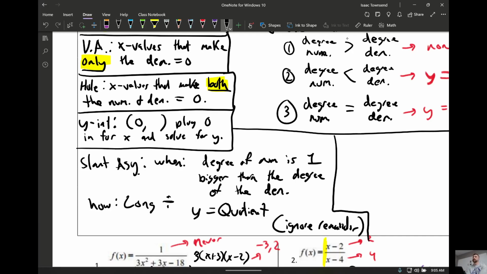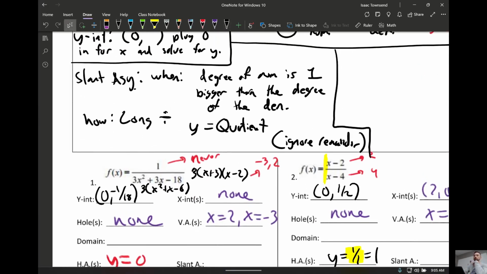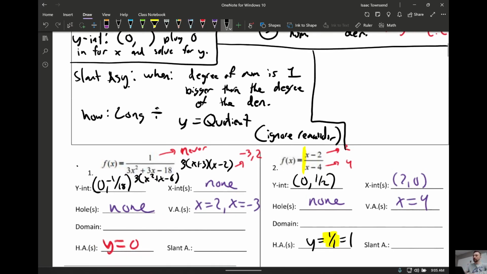So let's look and see if questions 1 and 2 have a slant asymptote. Question 1, the degree of the numerator is 0, the degree of the denominator is 2. The degree of the numerator is not 1 bigger than the degree of the denominator, so this one does not have a slant asymptote. Question 2, the degree of the numerator is not 1 bigger than the degree of the denominator, so question 2 does not have a slant asymptote.